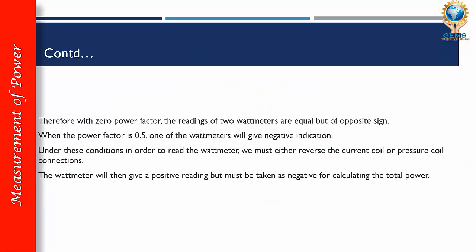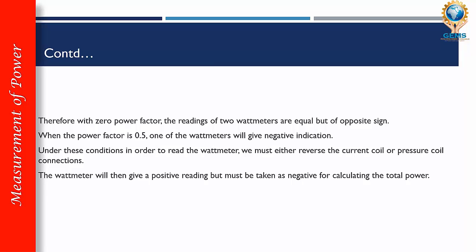So, with the 0 power factor, the readings of the two wattmeters are equal but of opposite sign. With the power factor 0.5, one of the wattmeters will give a negative indication. Under this condition, in order to read the wattmeter, we must reverse the current coil or pressure coil connections. Then the wattmeter will give a positive reading, but it must be taken as negative for calculating the total power.